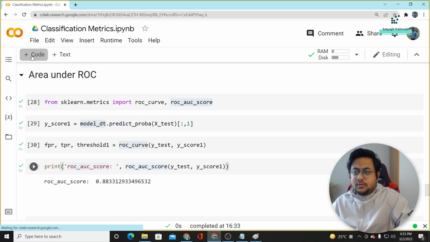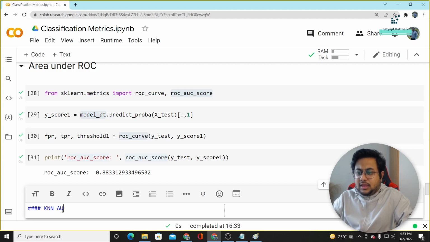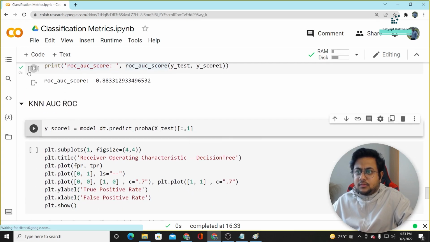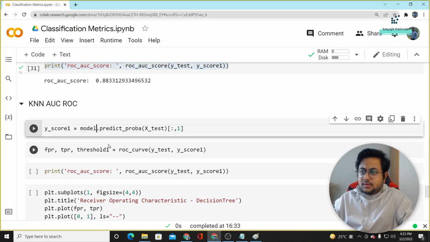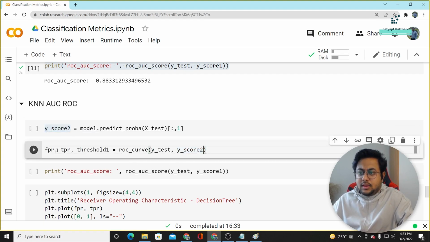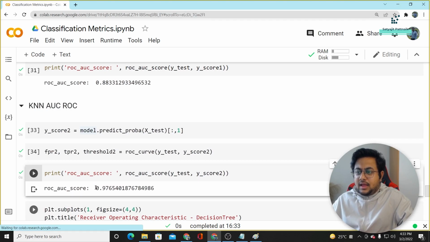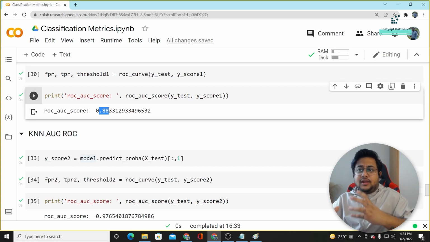Let's try to do the same for KNN, AUC ROC. Same piece of code I will copy, and just change the model name, change the variable name, name it as 2, and name it as score 2. Simple. Sorry, this is not successful. This and this. ROC AUC score for KNN is really good, 97. So this is how you interpret your metrics.